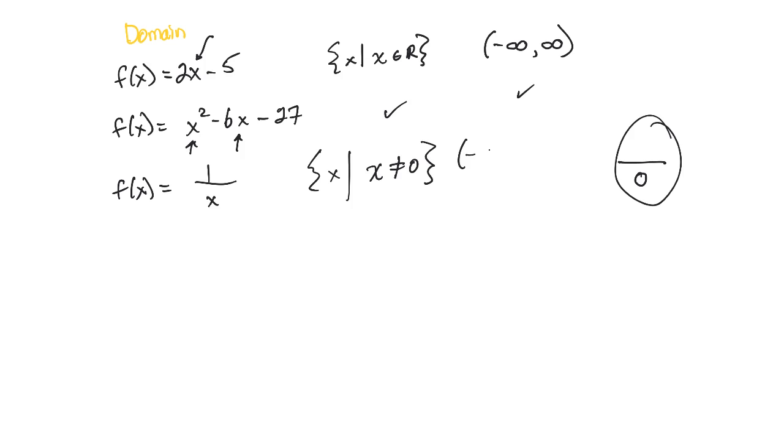If you want to write that in interval notation, you do something like this. You'd say, well, from negative infinity all the way up to 0, not including 0, and from 0, not including 0, to positive infinity, the union of those two things, that is your domain. Those are the allowable x's.